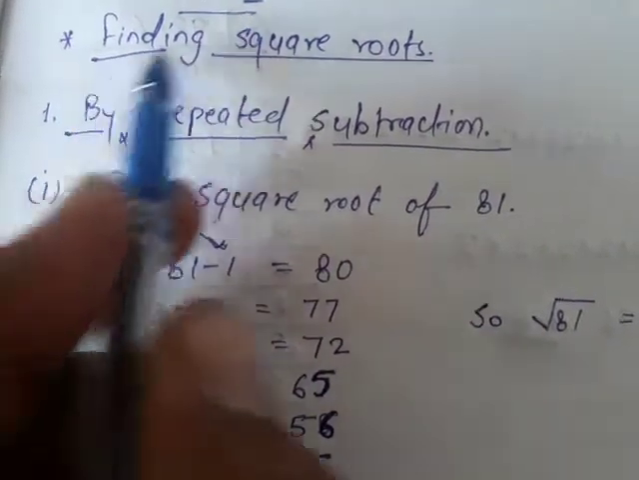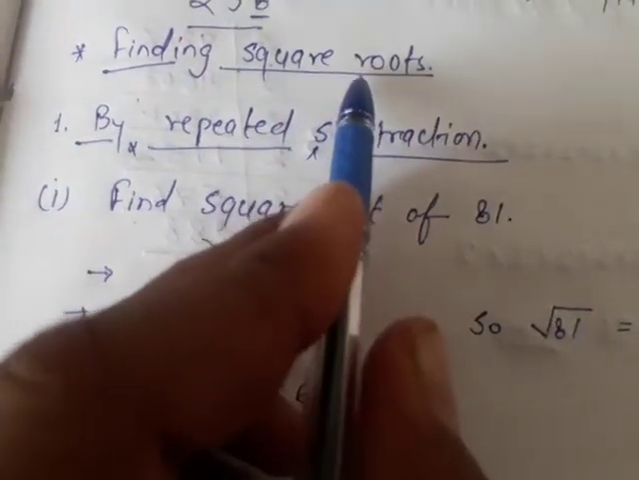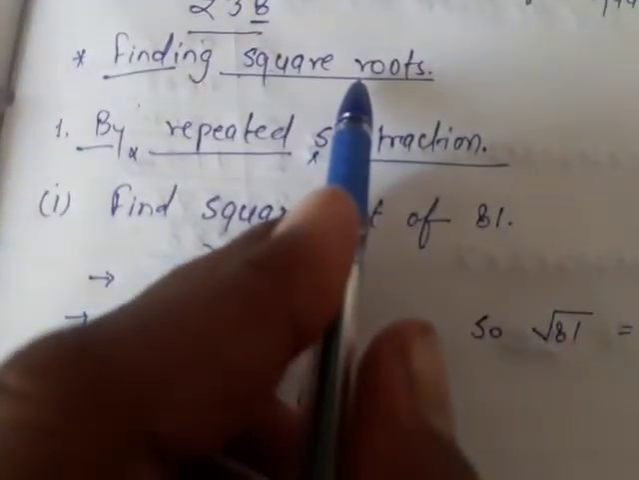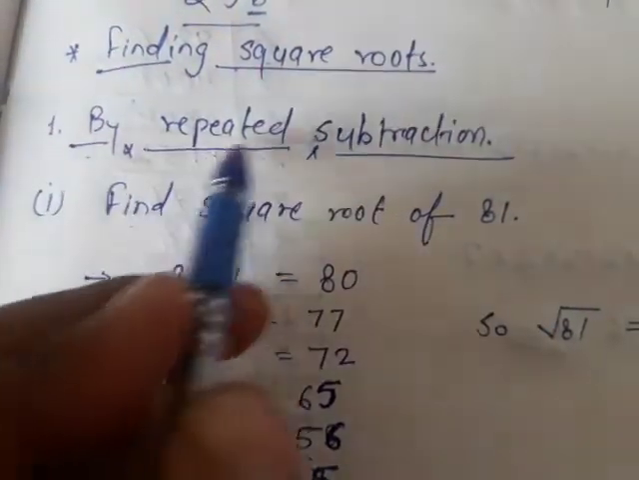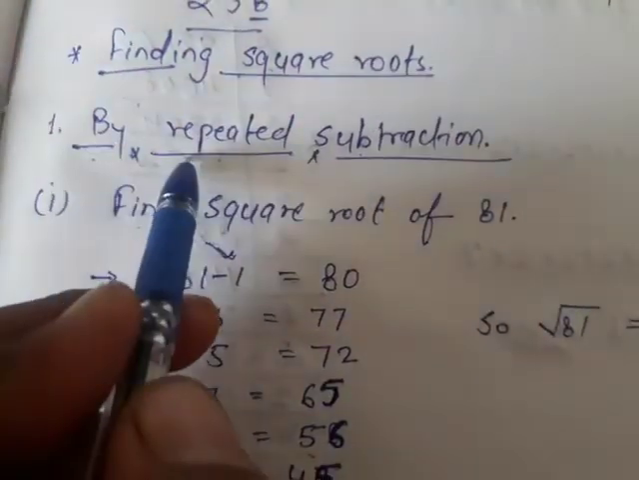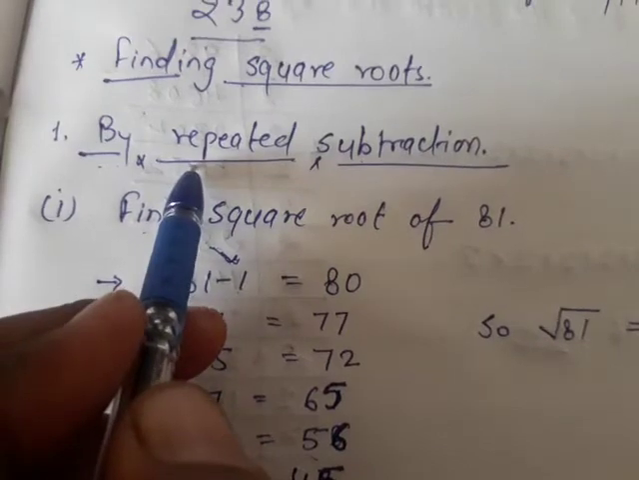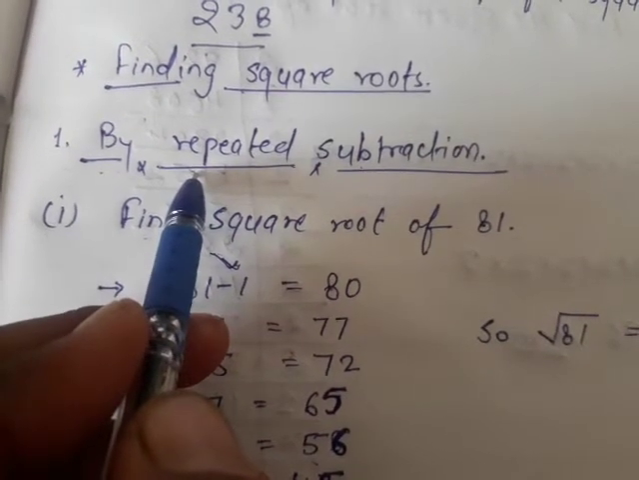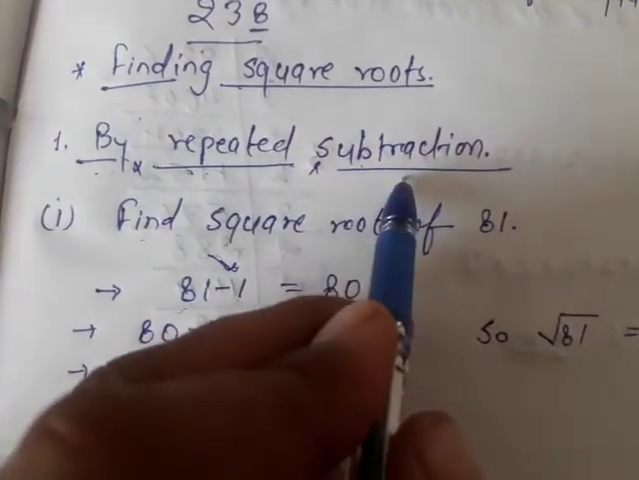Next, finding square root. How do we find the square root? There are some methods to find the square root. First is by repeated subtraction. How do we find the square root of a perfect square number by repeated subtraction?